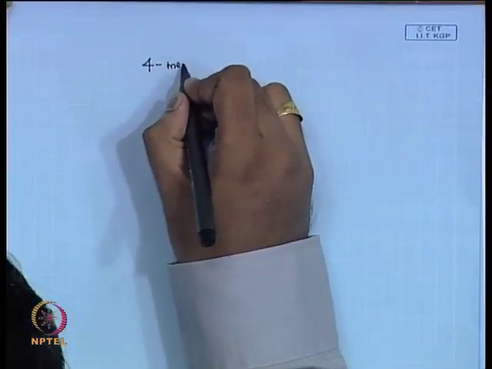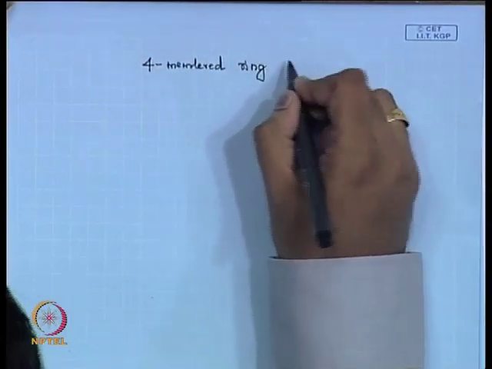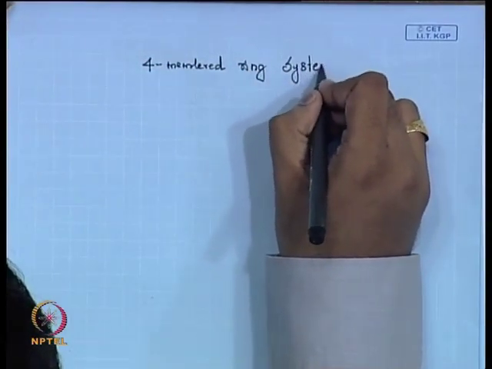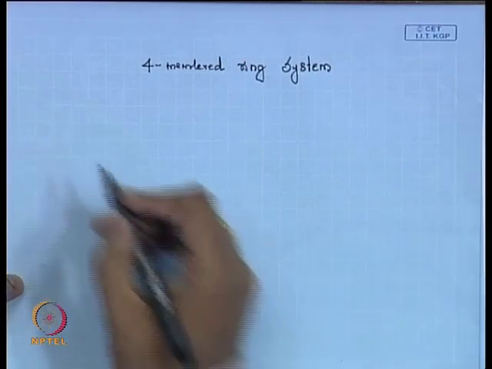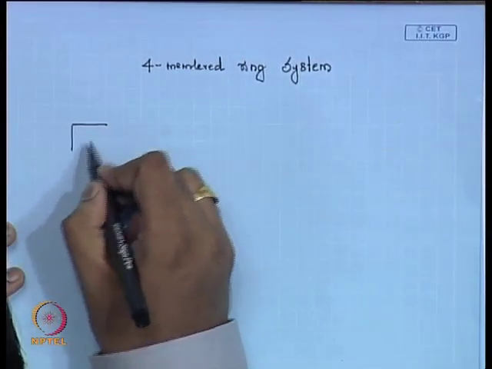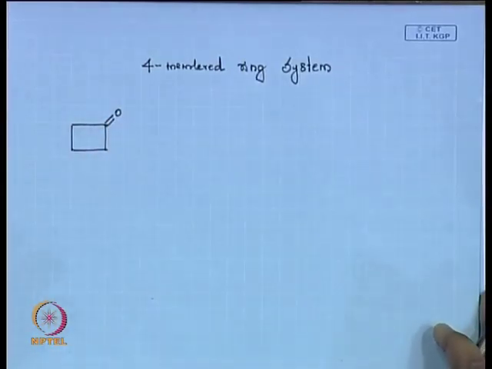So, now we will start with the... we have seen 6-membered ring system and then 5-membered ring system. Now, we will see the 4-membered ring system. Cyclobutanone. Okay.